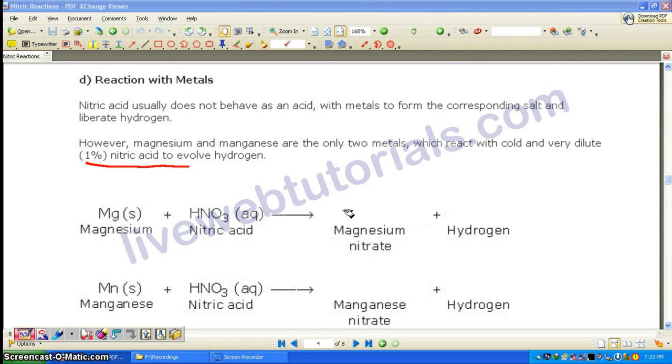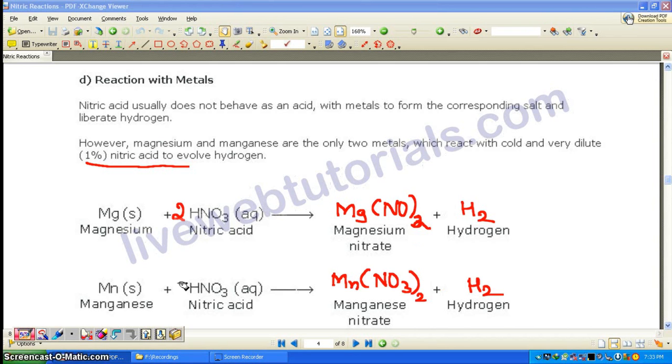Magnesium with its nitrate part will give you magnesium nitrate, whose formula will be Mg(NO3)2, and hydrogen gas. Similarly here, manganese nitrate will be Mn(NO3)2 and hydrogen gas. The balancing of these equations is very simple, you just have to put 2 and 2. Just put down these equations.